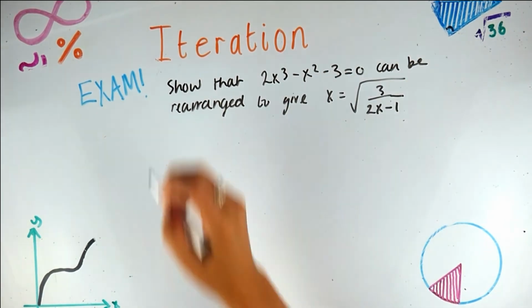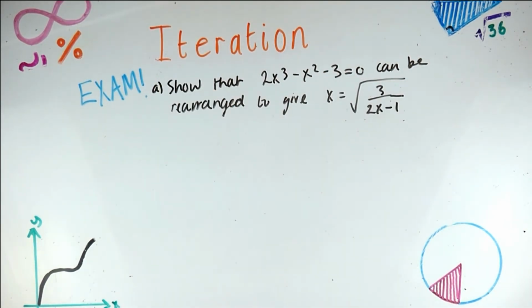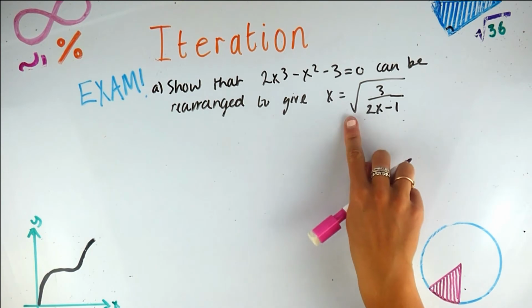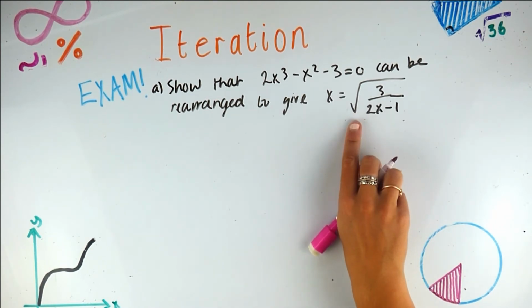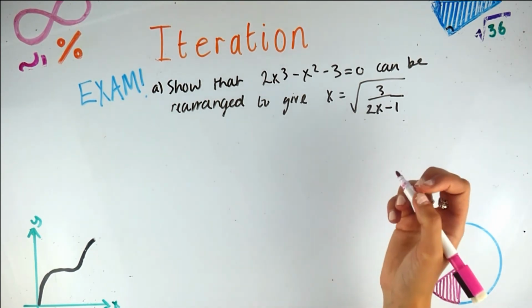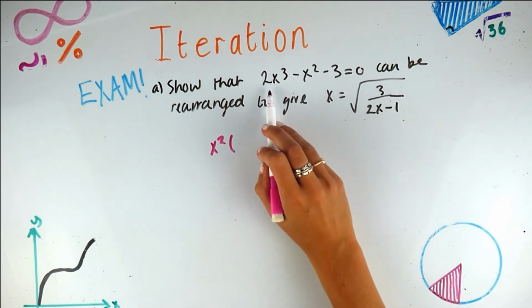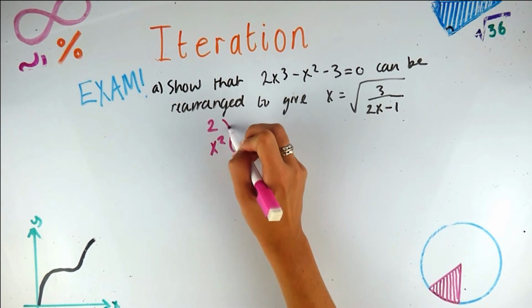Okay, so the first part is show that 2x cubed minus x squared minus 3 can be rearranged to give this. So basically you've just got to try and mess around with rearranging this equation to get that. Now the tip I would say here is I can see a square root, so I know I'm going to have to square root at the end. So if I take out a squared factor to start with from this, I'll write it up here.